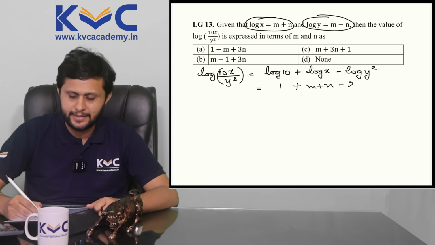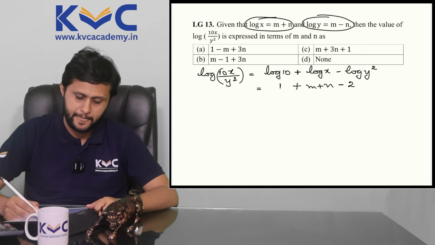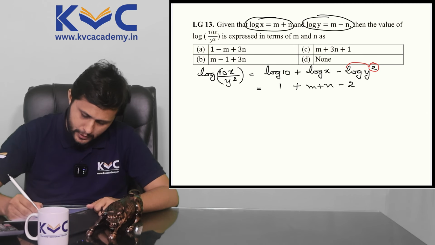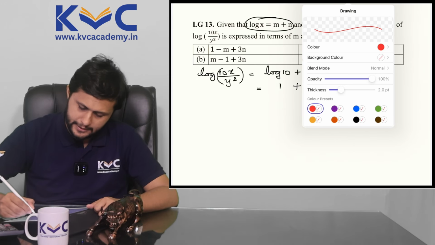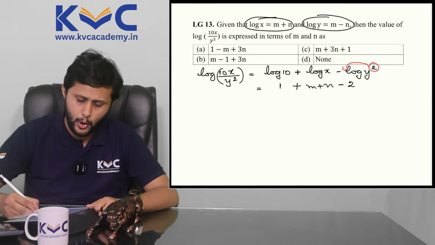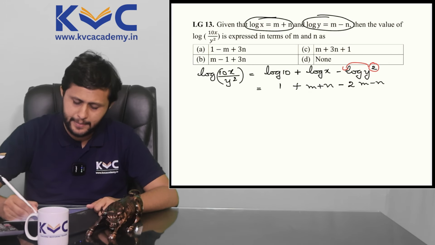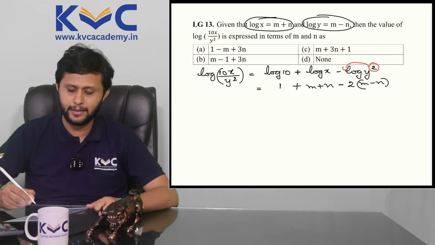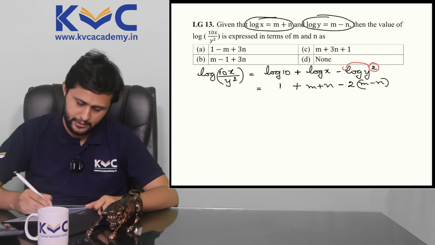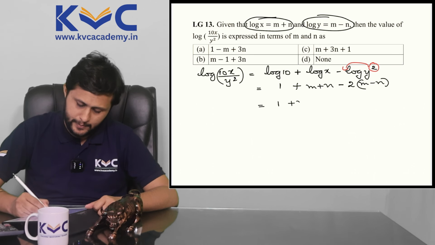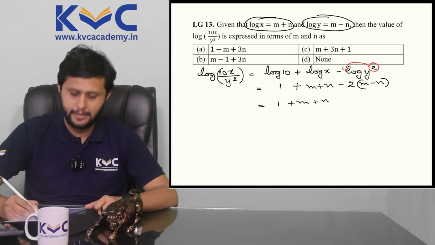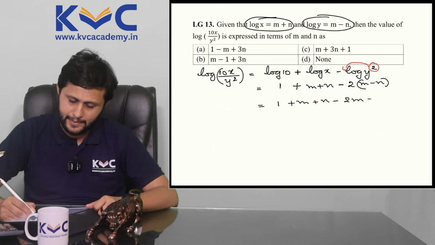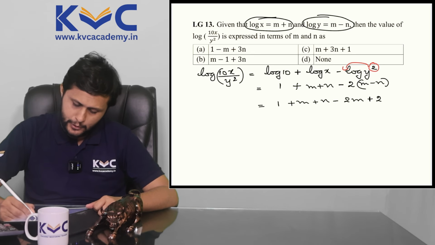Log y square is there, so 2 comes outside. I'll highlight that part. This 2 coming outside. After that, we have log y. Log y is m minus n. Don't write m minus n the whole square. First we have to bring 2 outside. Further, 1 plus m plus n minus 2 times m minus n, minus into minus will become plus 2n.